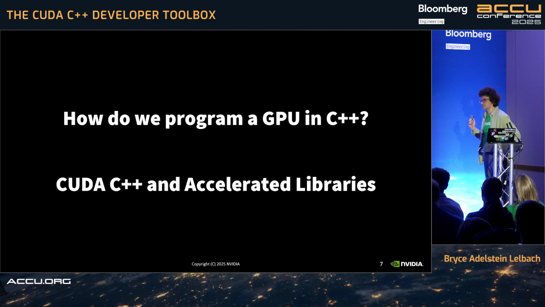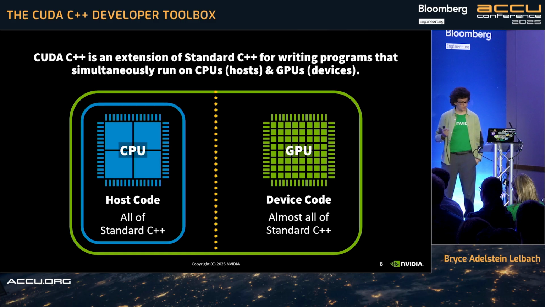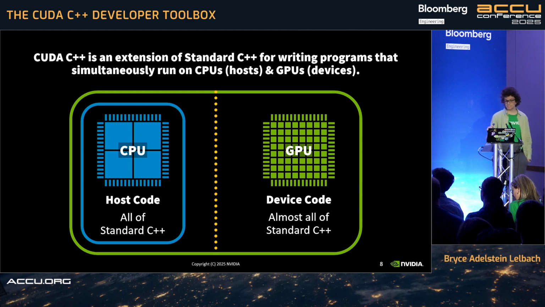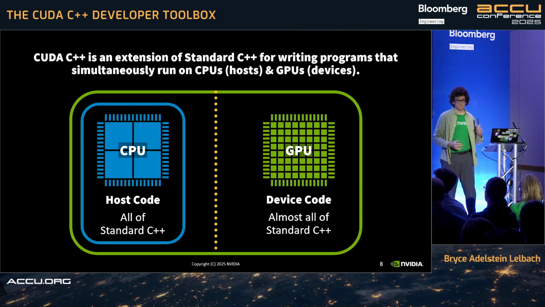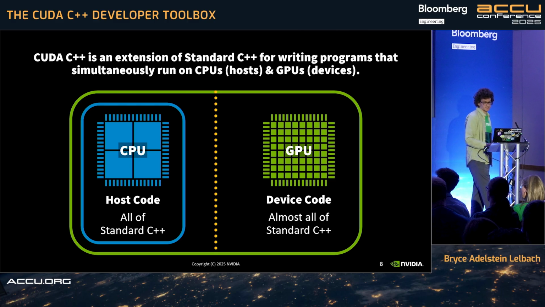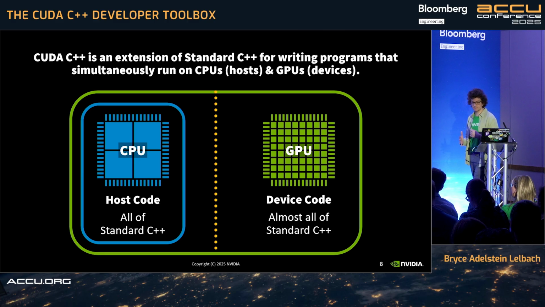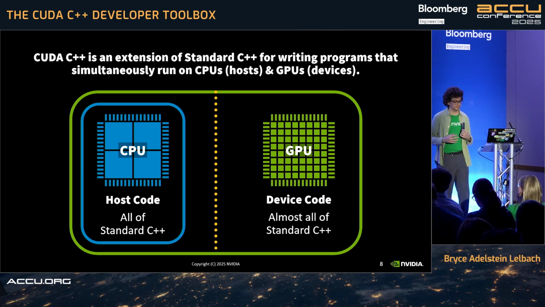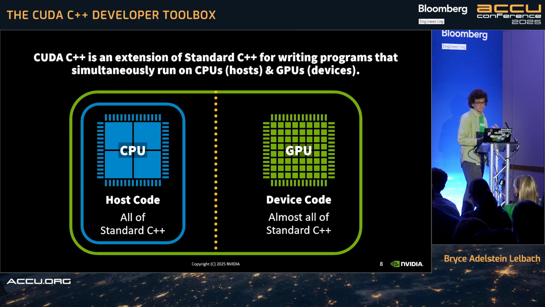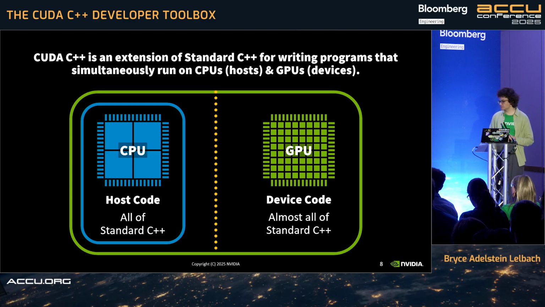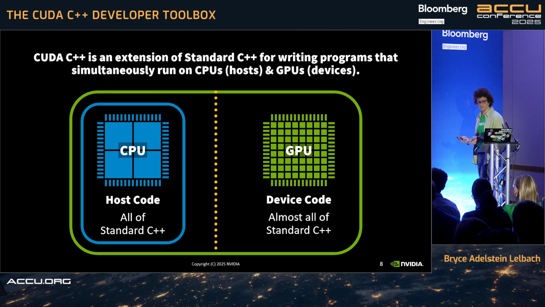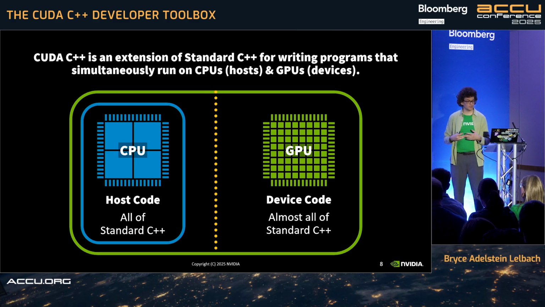So what exactly is CUDA C++? Well, CUDA C++ is an extension of standard C++ for writing programs that simultaneously run on CPUs, which we call hosts, and GPUs, which we call devices. So in host code, you just write regular C++. You can use all of standard C++. And in device code, most but not all of standard C++ is supported today. For example, you can't throw exceptions yet. There are some restrictions about how host code and device code can interact. So for example, a variable on the stack in device code can't be accessed by host code.